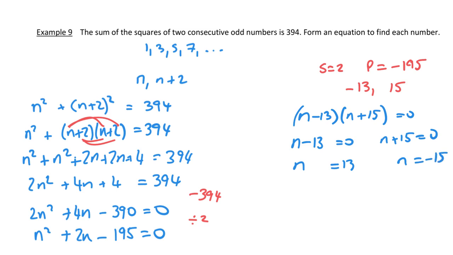So the next consecutive number, if n is 13, n plus 2 is going to be 15, and n plus 2 could also be minus 13. Now this time we weren't told whether the numbers were positive or not, so we have two options. We could have 13 and 15 as consecutive odd numbers whose squares sum to 394, but also minus 15 and minus 13 also works there.